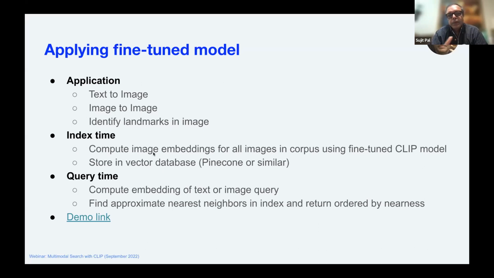At index time, we calculated image embeddings for all our images, and we put them in a vector database. You could use something like Pinecone, for instance. At query time, you take in the text of the query, you compute the embedding using the CLIP model, and then you find approximate nearest neighbors using your vector database and return them ordered by nearness, right? So that's basically all it is.